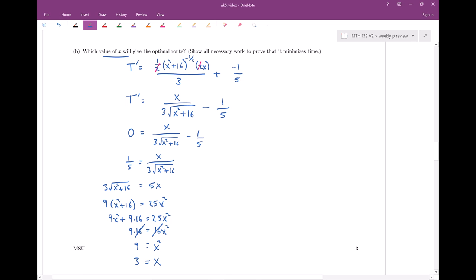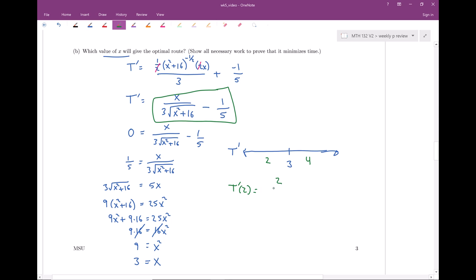So again, I only have one critical point, and it asks which value will give an optimal route, and I hope that it's this one. But it's not guaranteed. I have to actually show that I've minimized it. If I want to show that, I need to pull out one of these nice number lines. Again, I'm going to be plotting stuff about t prime, and I'm hoping that 3 works out for me. So let's choose some test points. I'll choose 2 and 4 as natural test points, and I'm going to be plugging them into the derivative here. So t prime of 2.